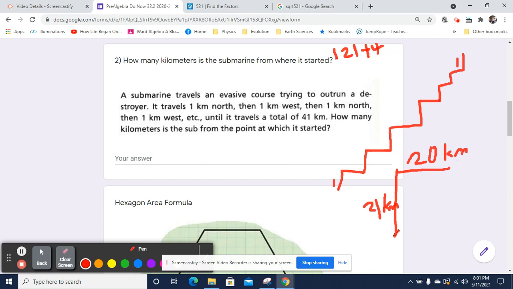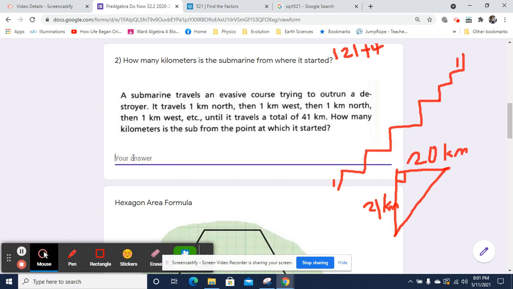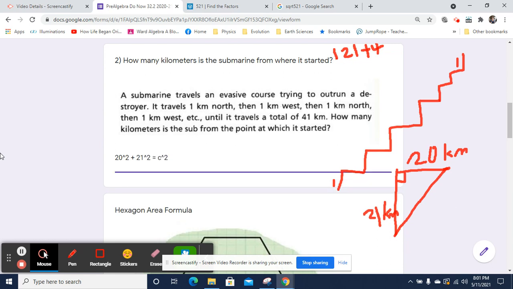Okay, and so since it's north and west, that makes a right triangle. So overall, we've gone 21 north and 20 west, so this is going to be our hypotenuse. So we can work that out. So that's going to be 20 squared plus 21 squared, and that's going to equal c squared, which is our hypotenuse. 20 squared will be 400.